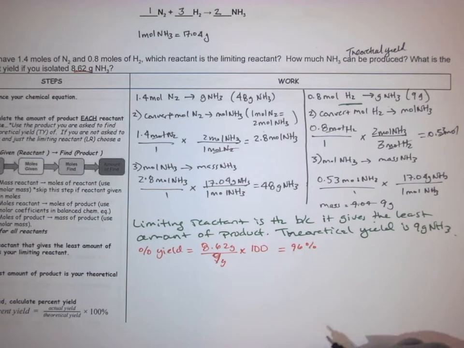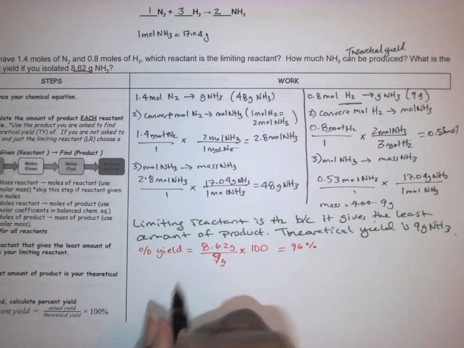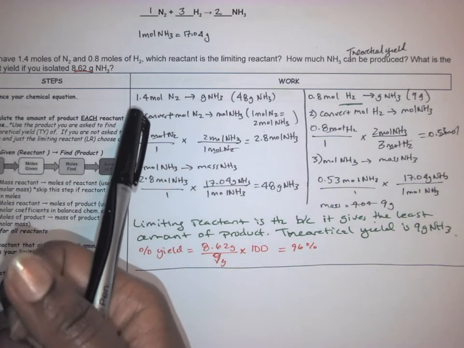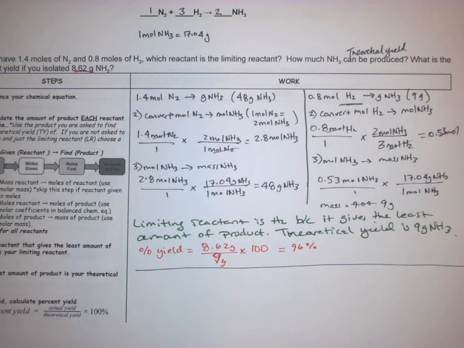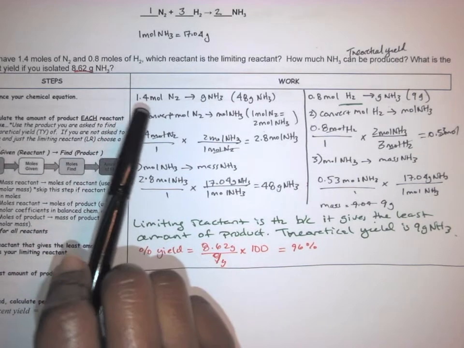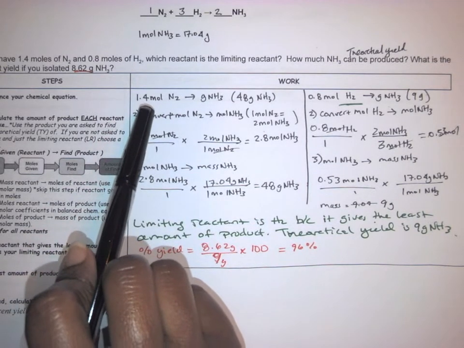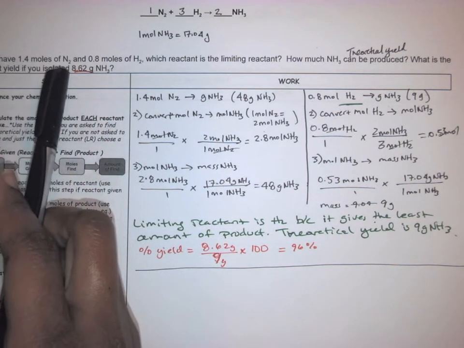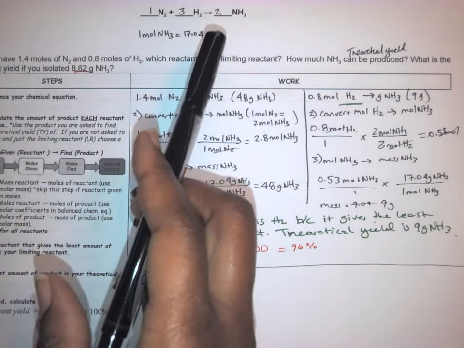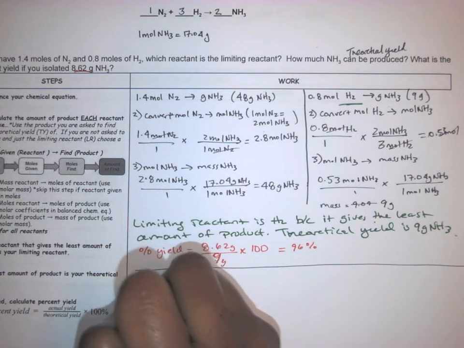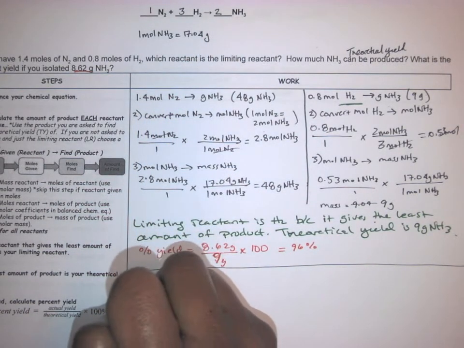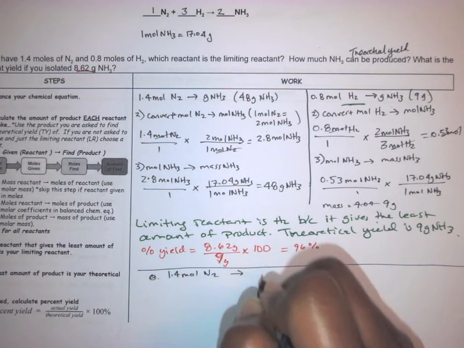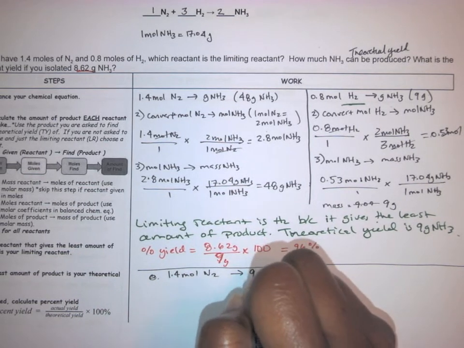So for the one line method, put a line here. What we're going to do is find the amount of product that we can make from each reactant. So let's start, we're given 1.4 moles of N2. So we're going to figure out how many grams of NH3 we can make from that. 1.4 mole N2, grams of NH3.